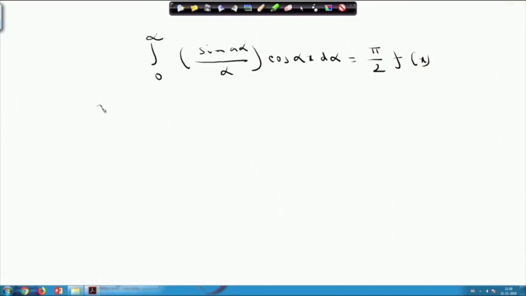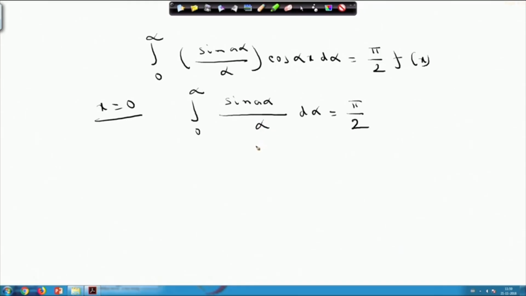Now, if we put x equals 0 over here, then you will obtain 0 to infinity sin of a alpha by alpha into d alpha. This will become 1, and the value of the function at 0 is 1, therefore, this will become pi by 2. Now, I have to find out basically 0 to infinity sin t by t format.